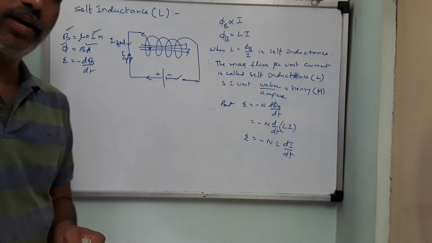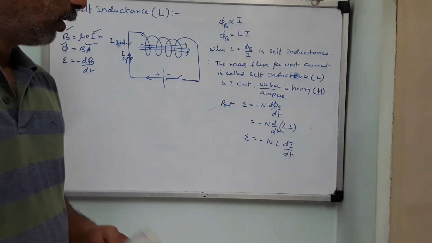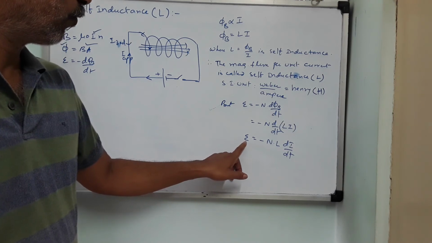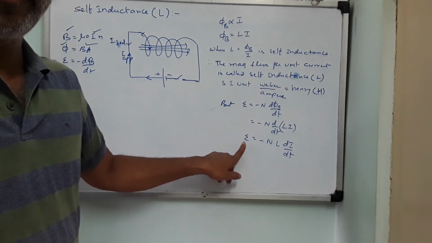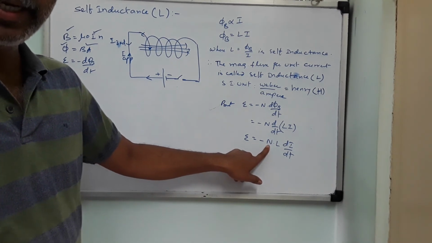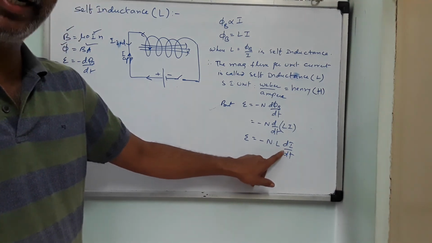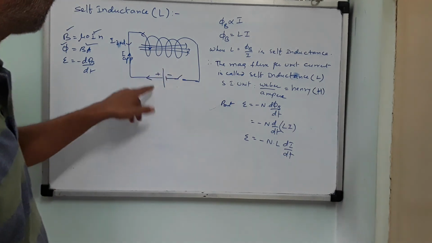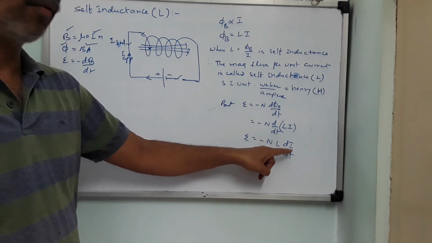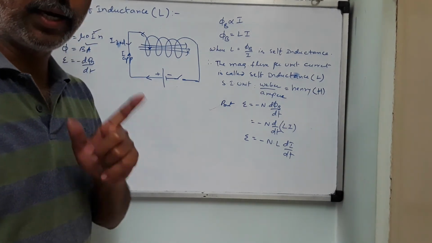Now we define self-inductance like this. If 1 volt of EMF is induced in a coil of 1 turn, when the current in it changes at the rate of 1 ampere per second, then the self-inductance of that coil is said to be 1 Henry.